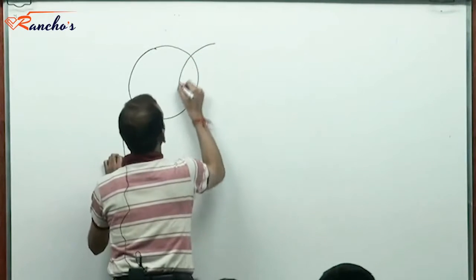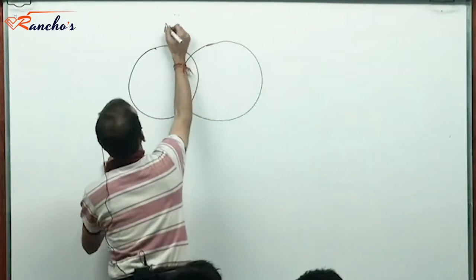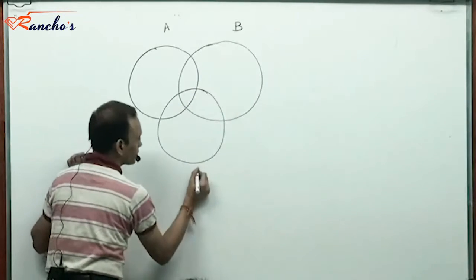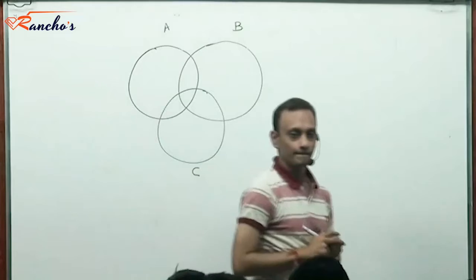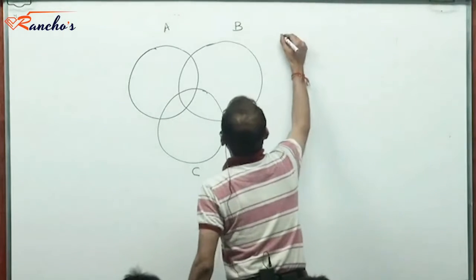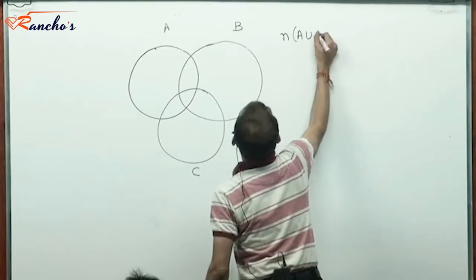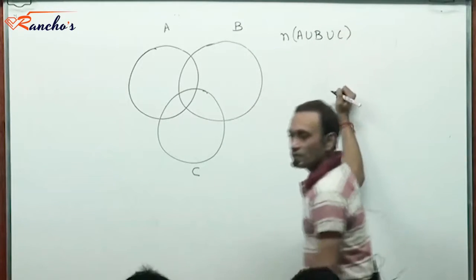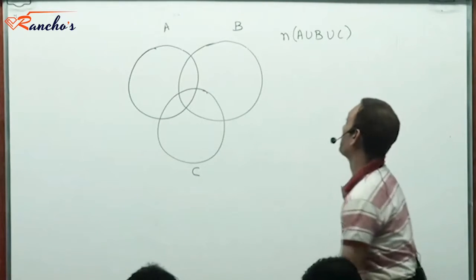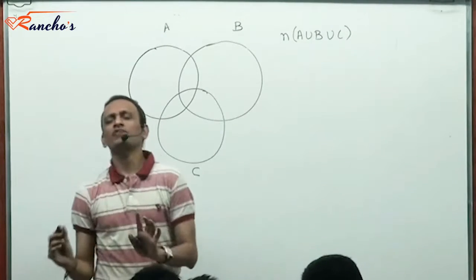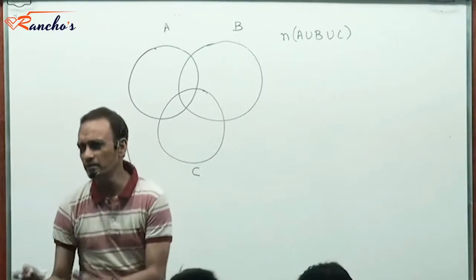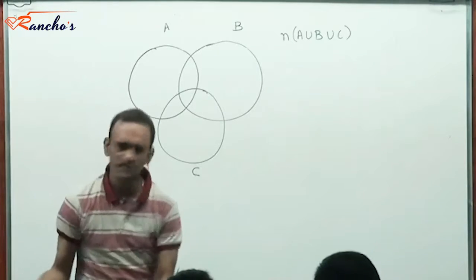There is a set A, there is a set B, and there is a set C. Now, I want to find the number of elements in A or B or C. So first, very simply, I add the elements of A to all the elements of B to all the elements of C.